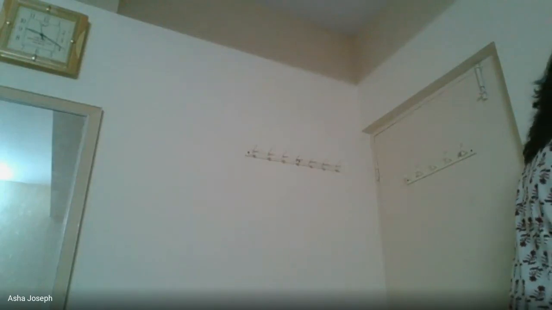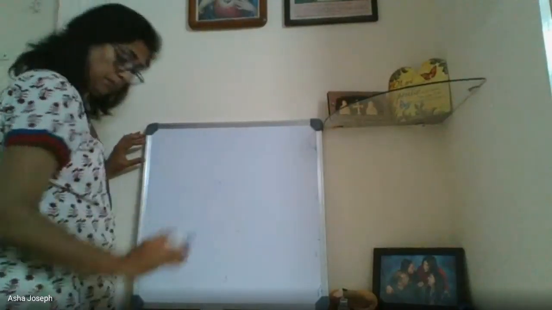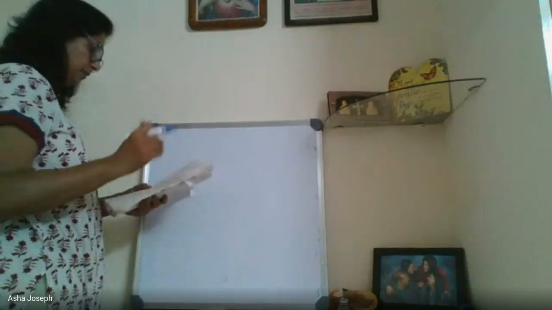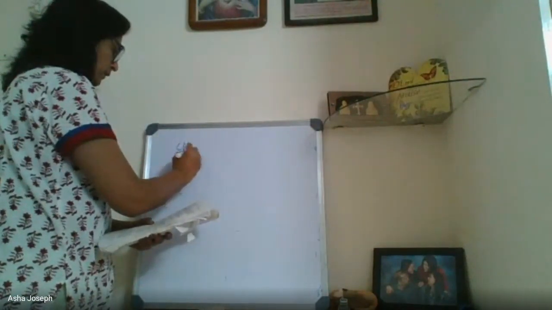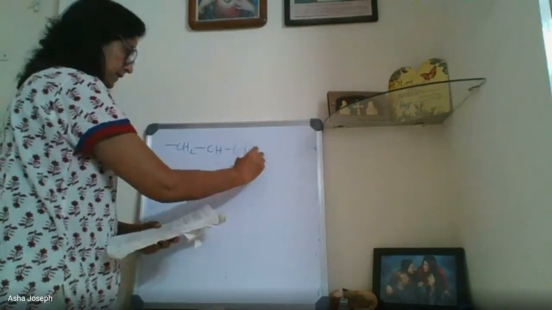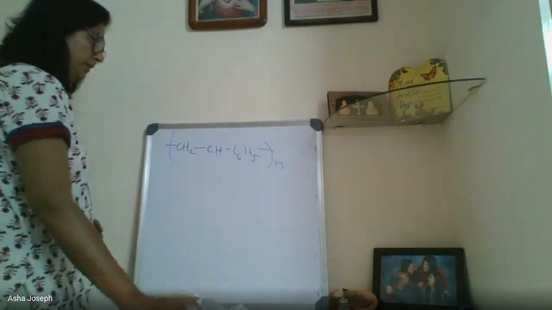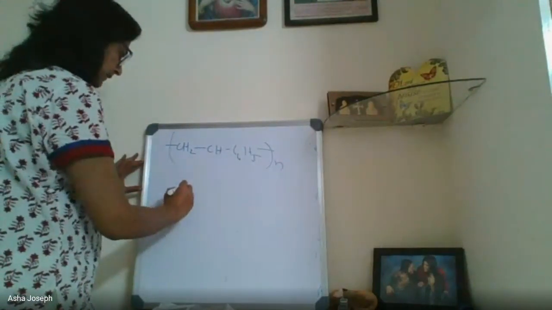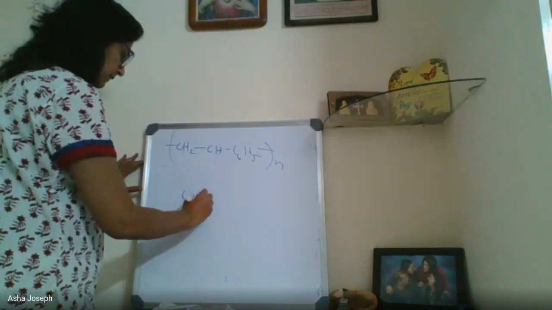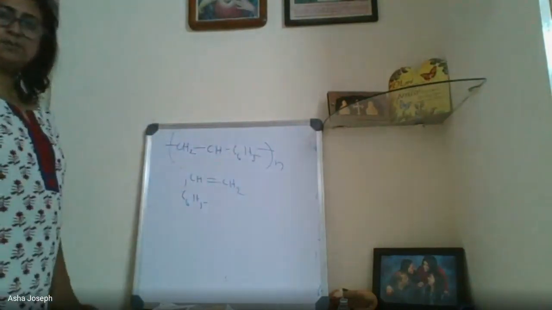I will explain that. Can you see the board? Yes, ma'am. Okay. So the monomer given, I will put the polymer given: CH2-CH(C6H5) N times. So the only possible monomer is this. This is the only possible monomer.